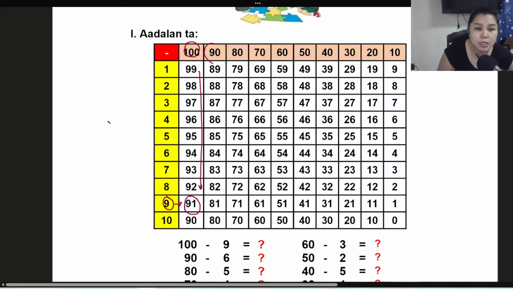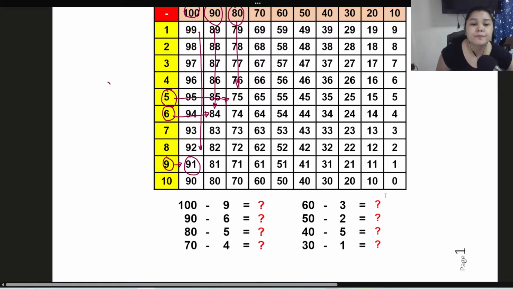Next, 90 minus 6. So, this is 90 minus 6, using this number chart. The answer is 84. 80 minus 5, the answer is 75. Easily, you can get the answers. But this only works for 10, 20, 30, 40, 50, 60, 70, 80, 90, 100.